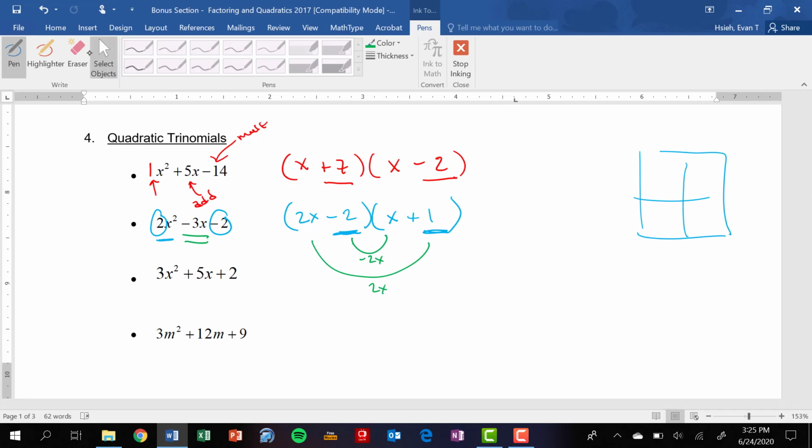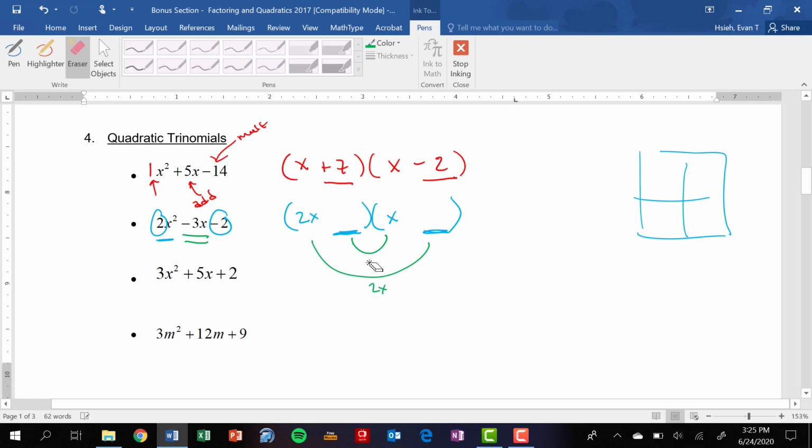So back to the drawing board. Go ahead and erase this. And let's try instead, let's try plus 1 here and minus 2 here. So it's going to give me 1x and negative 4x, which adds up to this guy right here, negative 3x. So I'm good. That is completely factored.